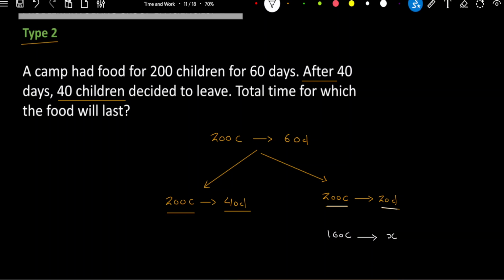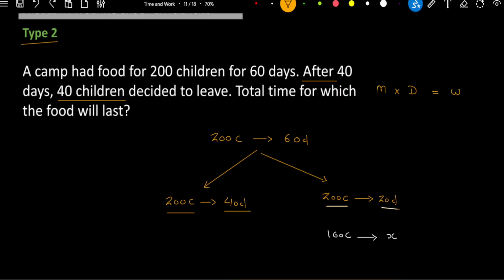So again, you'll be using the same formula, men into days into hours. But since there is no consideration of hours here, यहाँ पे आवर्स के बारे में कुछ बात हुई ही नहीं है, तो हम फॉर्मूले में बस मैन एंड डेज का ही कंसिडरेशन लेंगे. मैन इनटू डेज इक्वल्स टू वर्क. प्लीज रियलाइज यहाँ पे वर्क है फूड को कंज्यूम करना.